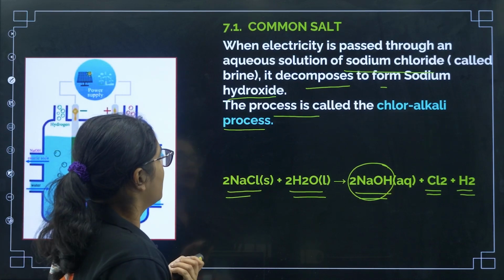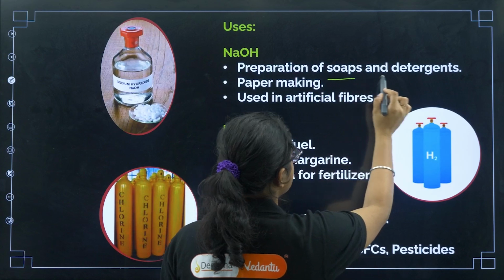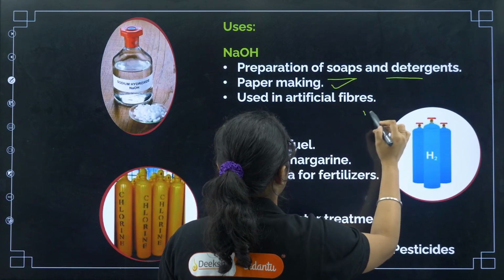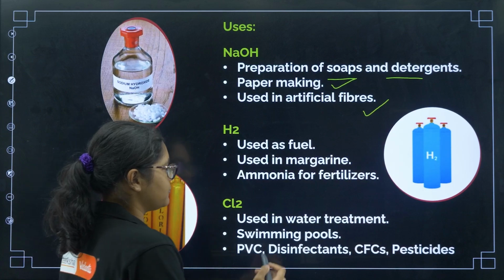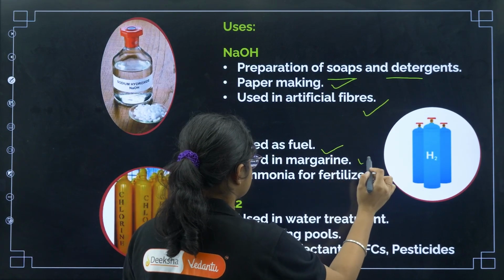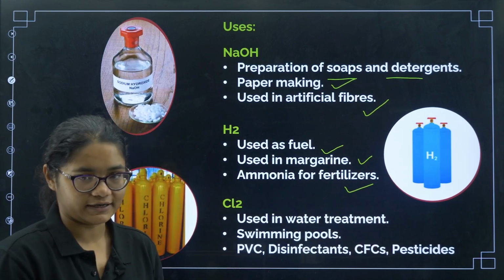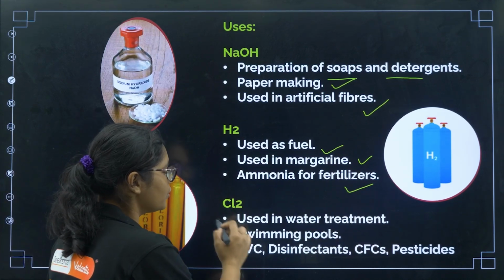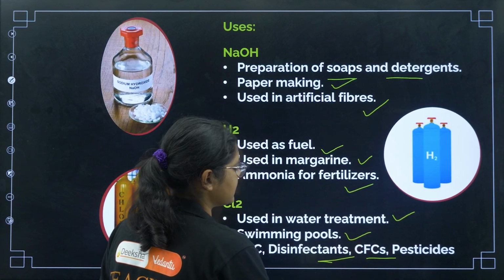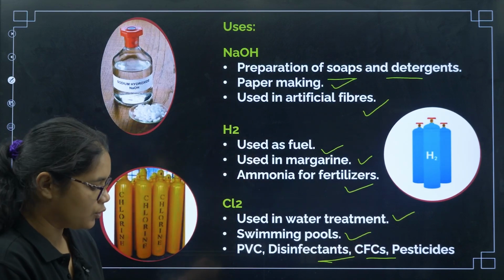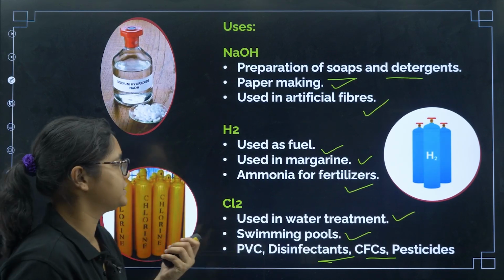Now NaOH is used in the preparation of soaps and detergents, in paper making, and in artificial fibers also. H2, which is a byproduct, is used as a fuel, in margarine, and in the making of ammonia for fertilizers. Now coming to chlorine. Chlorine is used in water treatment, in swimming pools and as a disinfectant. So that is the first compound that we are studying, that is NaOH.